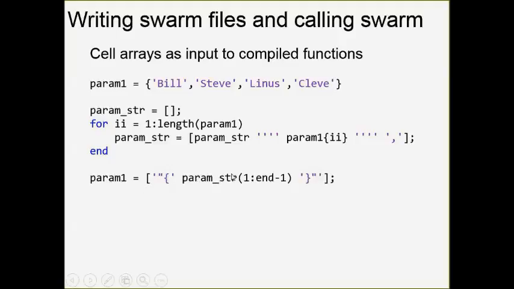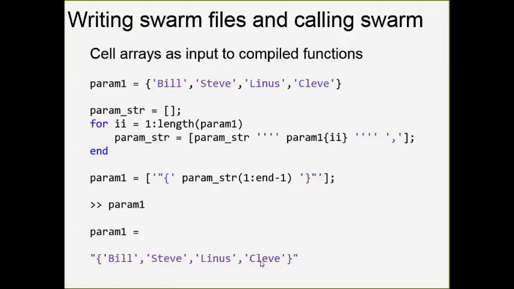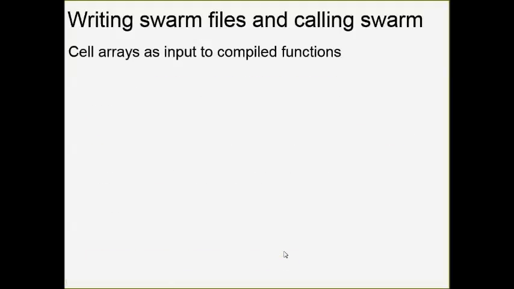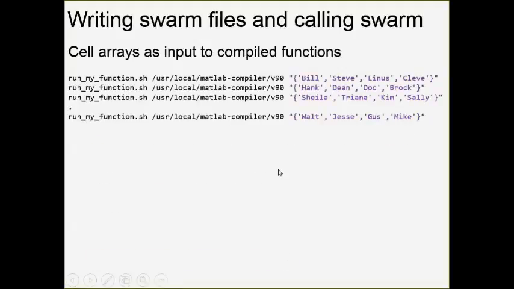Then I can take that param string and I can say everything except for the last comma, so 1 to n minus 1. Go ahead and concatenate that with some curly braces and double quotes. I end up with something that looks like this. It's the command. Hopefully everybody can see that. Sorry, it's down at the bottom. It's the command for making the cell array plus double quotations on the outside. Then your swarm file might end up looking something like this.